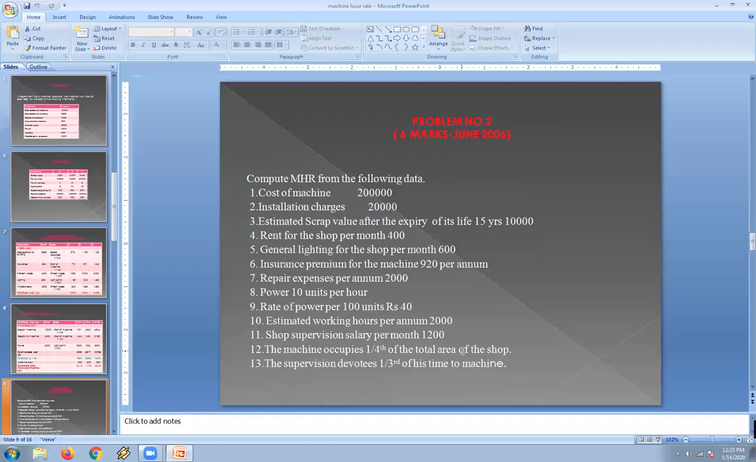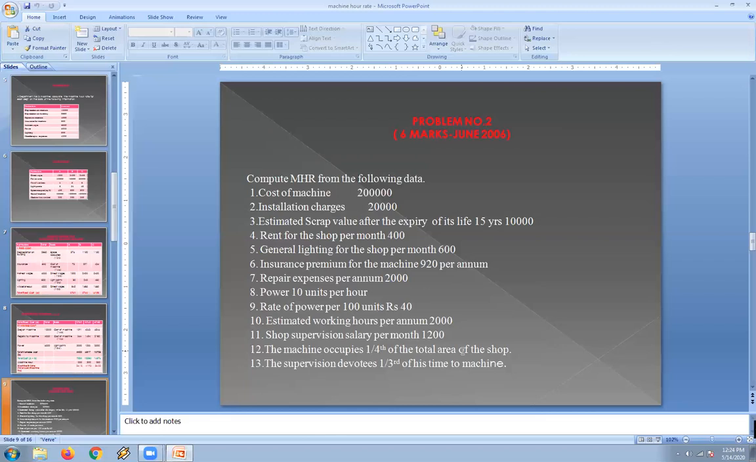We are going to calculate the depreciation. That is for annum. And also here they have given the rent per month. If we are going to calculate machine hour rate per month, the entire value should be divided by 12. If we are calculating per annum, whatever values they have given in the form of month should be multiplied by 12. So rent for the shop per month is 400, but if you multiply by 12, we will get it for 1 year. Similarly, for lighting charges also per month they have given 100.